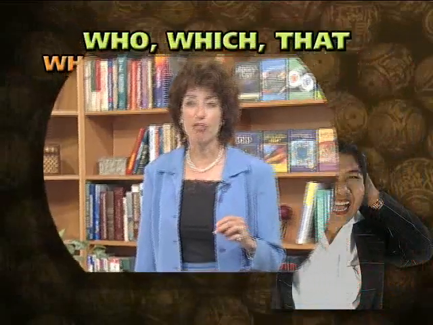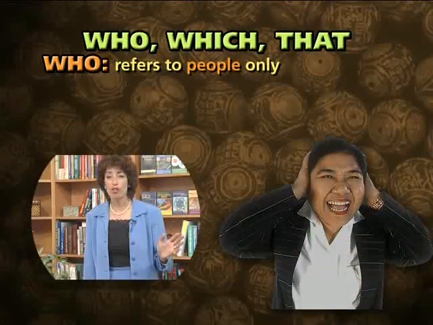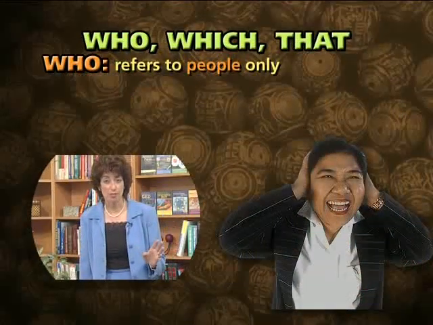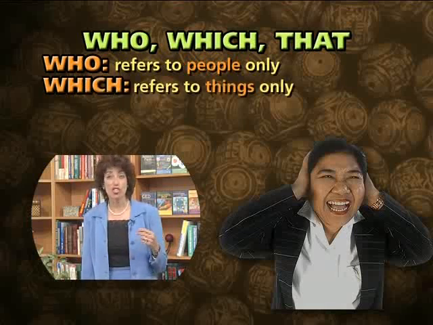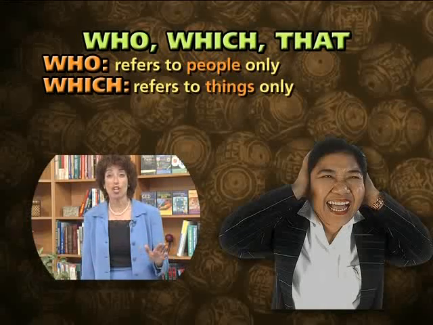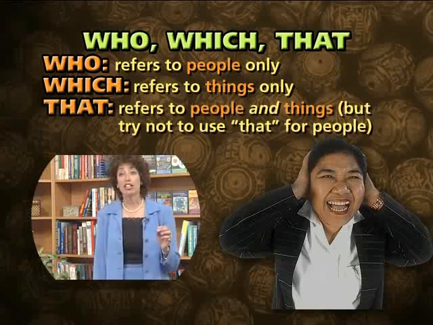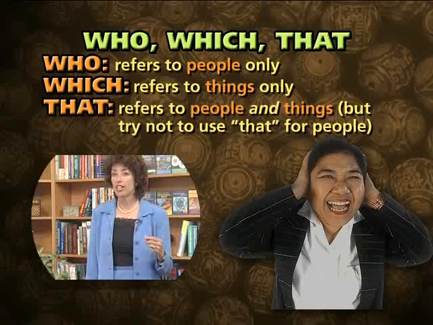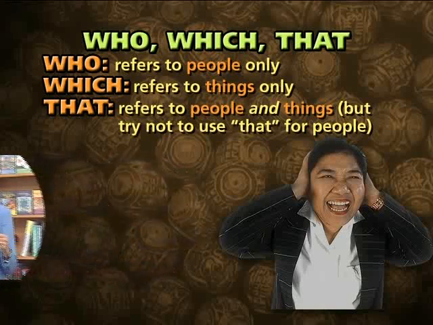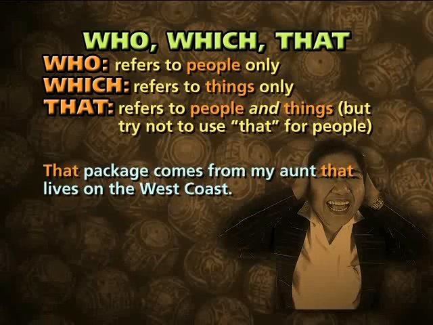Who, which, and that can also be a little bit confusing, but I'll make it easy for you. Who refers to people and people only. Which refers to things and things only. That refers to both people and things, but try not to use it for people. That package comes from my aunt that lives on the West Coast.